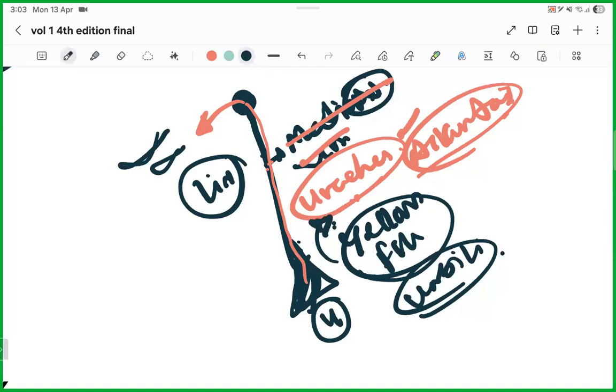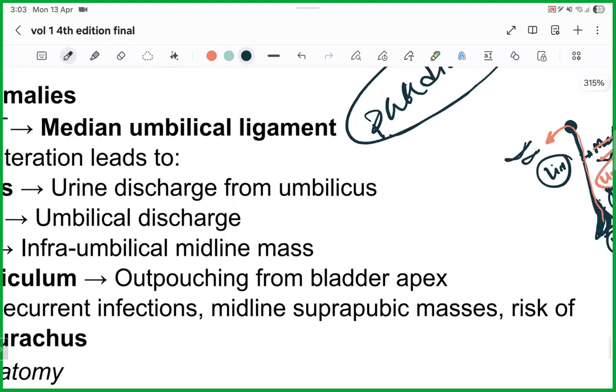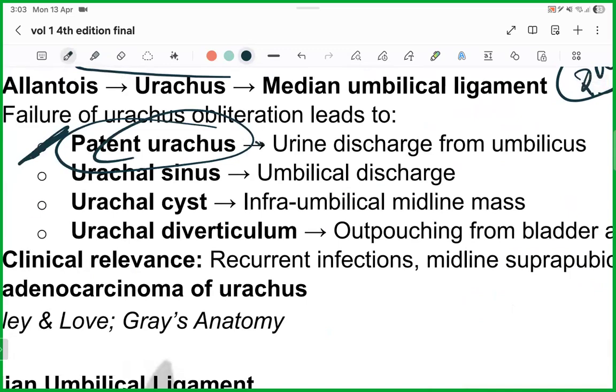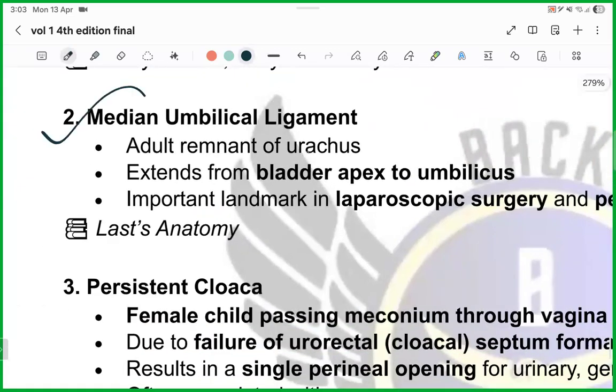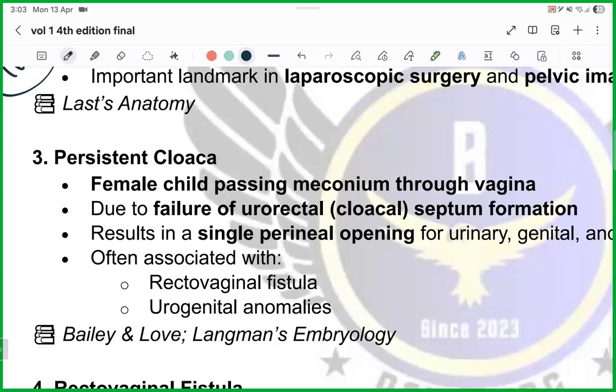And they ask you a second question: urachus is a remnant of allantois. That's it. Just remember these things. Just remember patent urachus. Others are just for reading, they don't ask. Median umbilical ligament, the adult remnant of urachus, is 100% important. Just the things I told you, I have written it down.